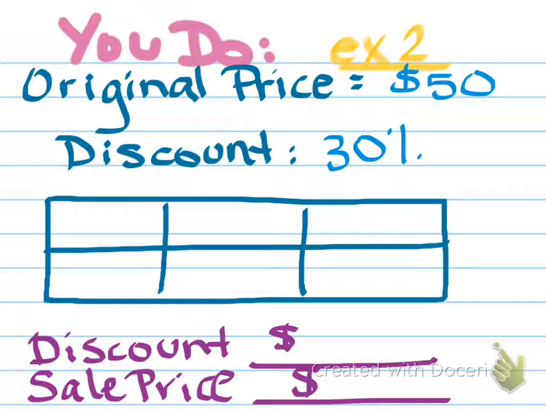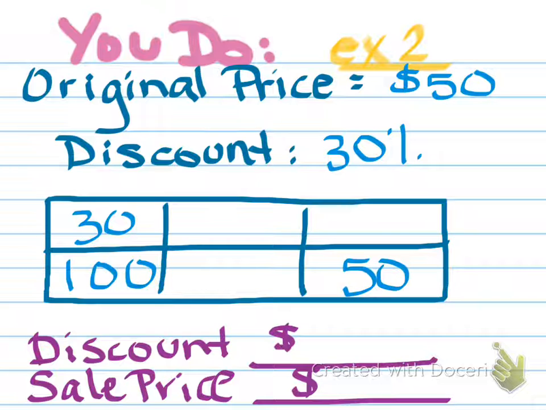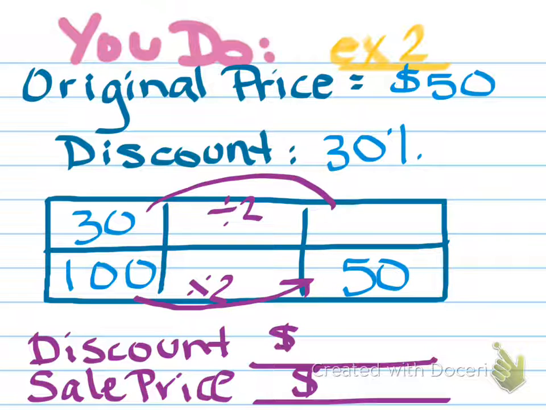Okay, so what you should have already had written down was that the percent is going to be 30 over 100, 30%, 30 per 100. And that the $50 represents the 100% of the price. It's not the sale price, it's the original price. It's more than what we're going to spend, so it's the bigger amount of money. So to go from 100 to get to 50, I'm going to divide by 2. And what I do to the bottom, I do to the top. And so you should find that $15 is your discounted amount.